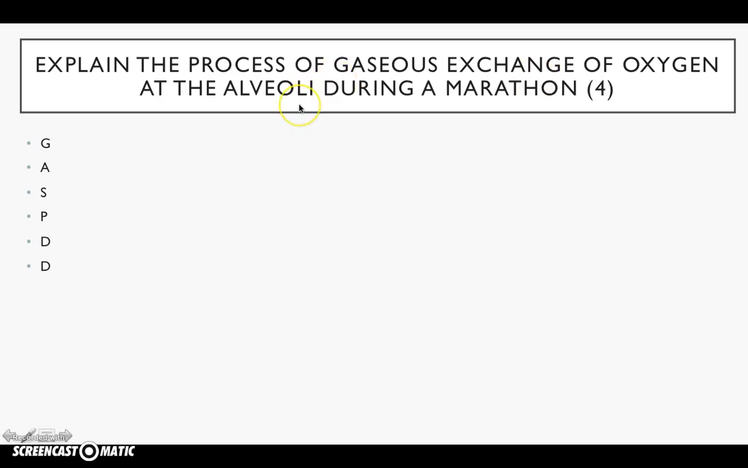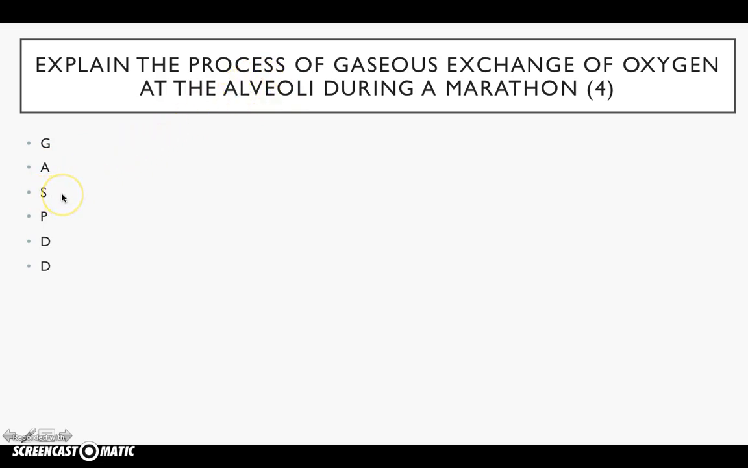So have a go answering that for me now, please. If you just pause it and give it a go. Now I'm going to go through the answer. Okay, so first of all, the G stands for gas. And what gas are we talking about? We're talking about oxygen. The A is area. Well, it's always between the alveoli and the blood.